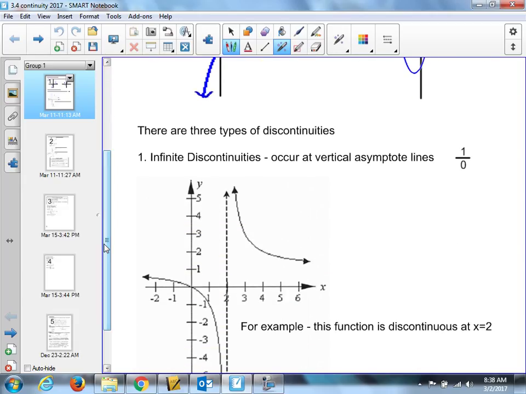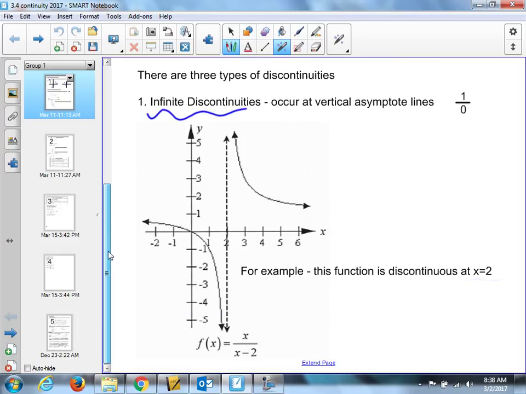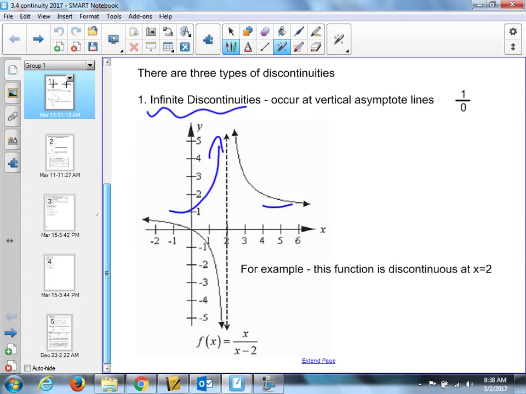Infinite discontinuities. You have a vertical asymptote, where you have a situation where you get 1 out of 0. So what would this function possibly look like here? It's a 1 over something, right? Well, rational functions. This function is discontinuous at x equals 2. So that's an infinite discontinuity, and you're going to have to memorize these types. Sometimes you can have infinite discontinuities like this too, right? Or both going down. So here's the example here, right?